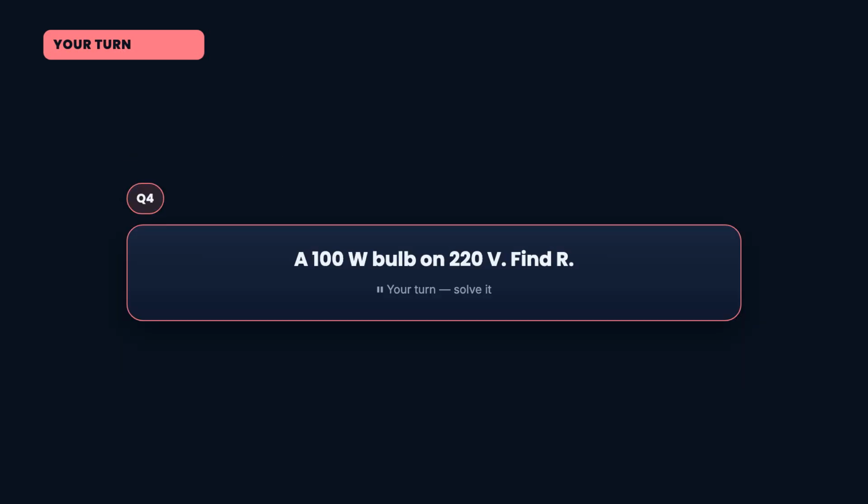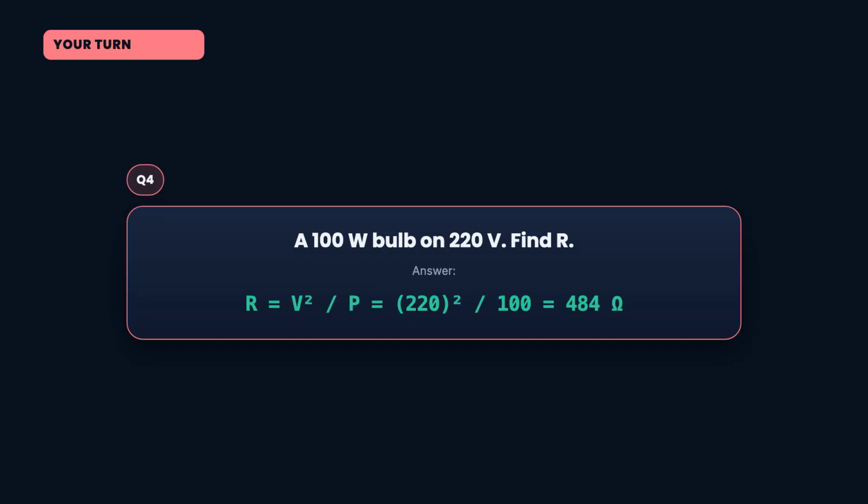Question 4. A 100-watt bulb runs on 220 volts. Find its resistance. R equals V squared by P, which is 484 ohms.